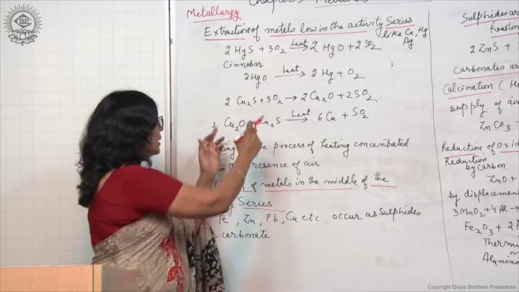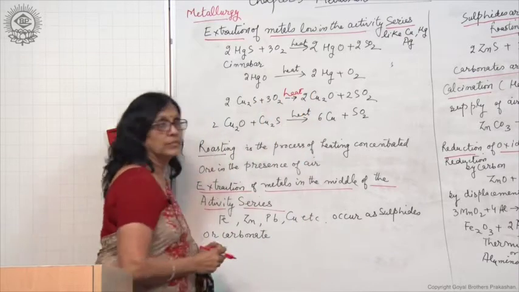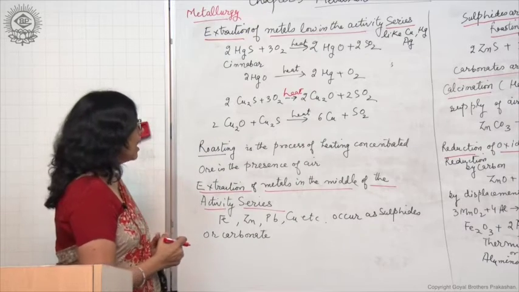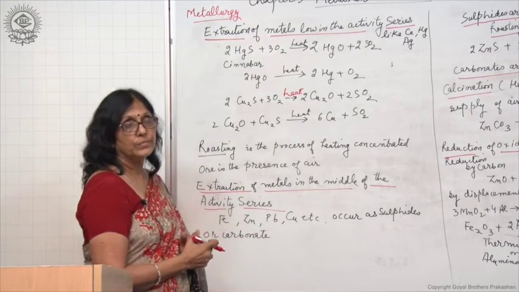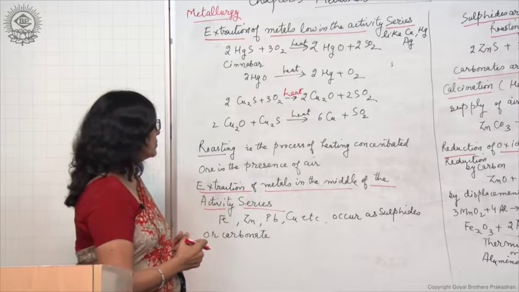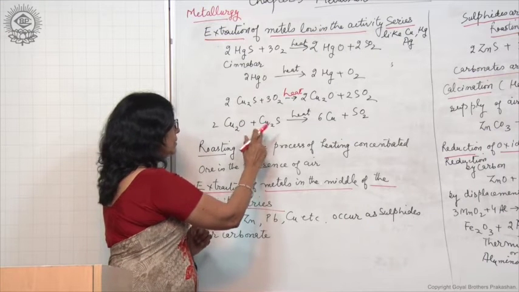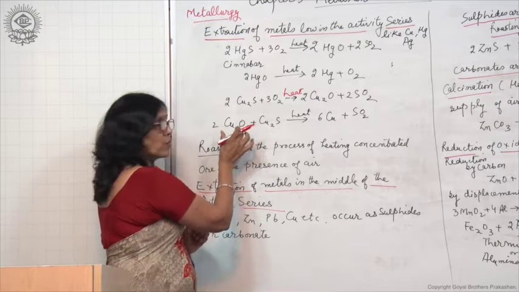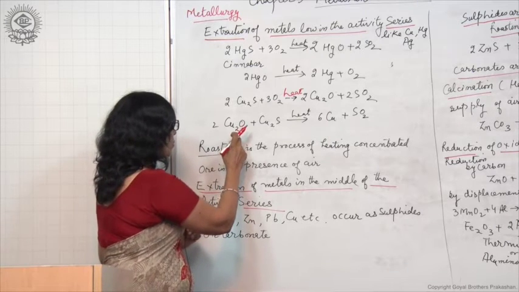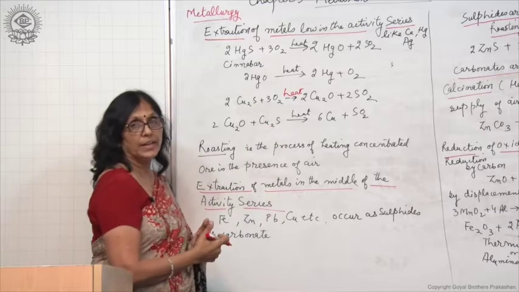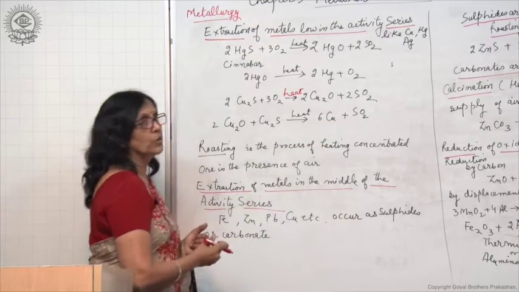Here, the heating is done in excess of air; roasting is done. After a considerable amount of copper oxide is formed, the supply of air is stopped. Now, what happens? When a considerable amount of copper oxide has been formed and the air supply has been stopped, this copper oxide reacts with copper sulfide and copper is obtained, and sulfur dioxide gas is also formed.